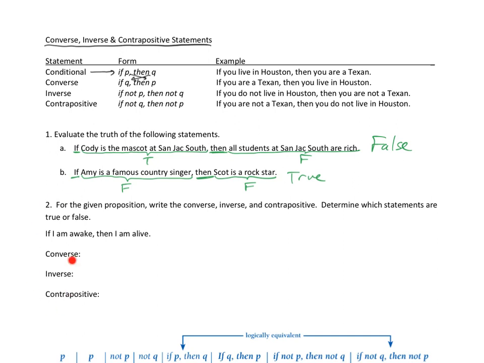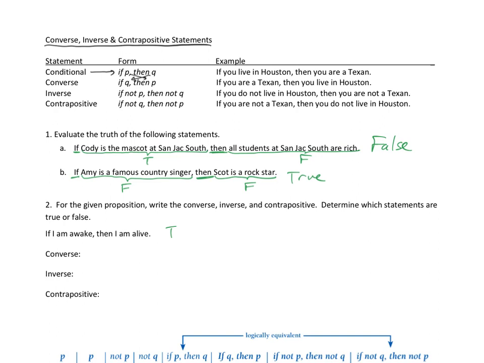And down here, example 2, we have I guess a converting question. This is for the given proposition, write the converse, inverse, and contrapositive and determine which statements are true or false. So we are given this conditional statement here: if I'm awake, then I'm alive. And we really just want to see if that's true first. And just think about it. Think about the entire statement as a whole. If I'm awake, then I'm alive. Well, that's true. If you are awake, you are living. So this statement is in fact true.